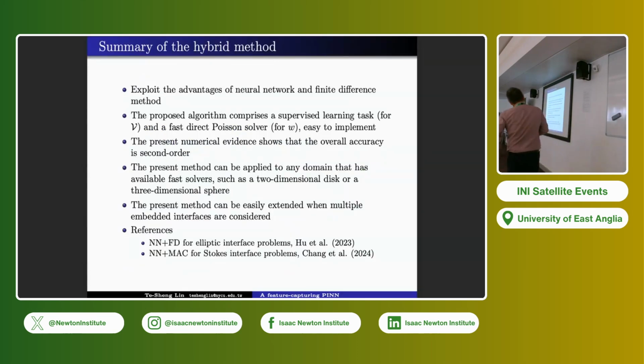So, a summary of the hybrid method. The proposed algorithm turns the problem into a supervised learning task for any fast Poisson solver, and it's much, much easier to implement. The numerical evidence shows that the overall accuracy is second order. We can apply this method to any domain that has fast solvers.